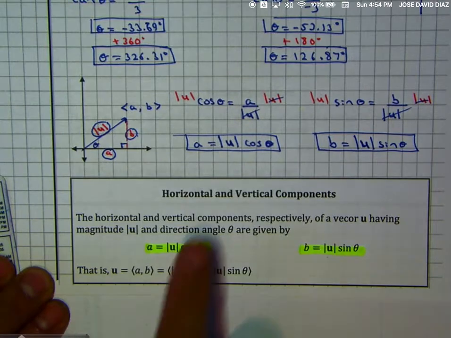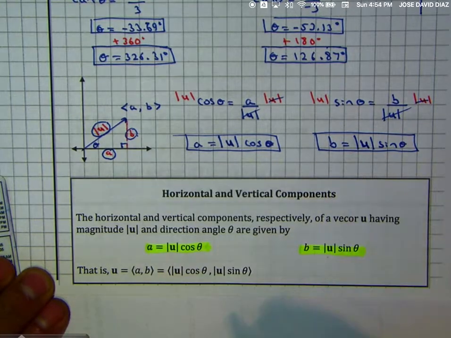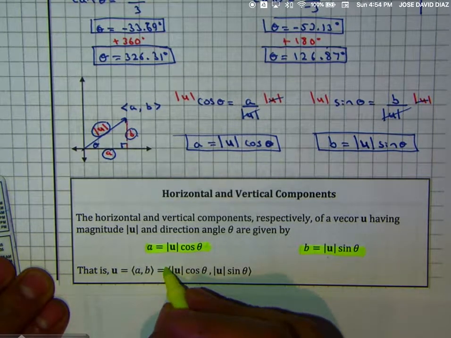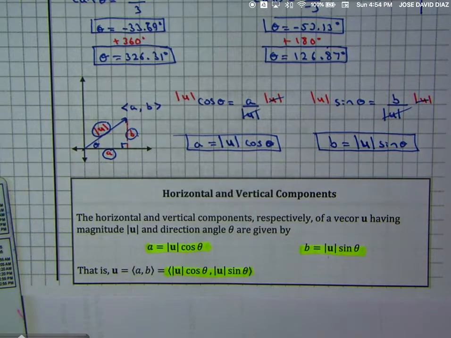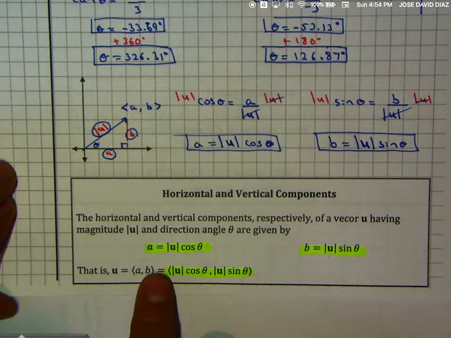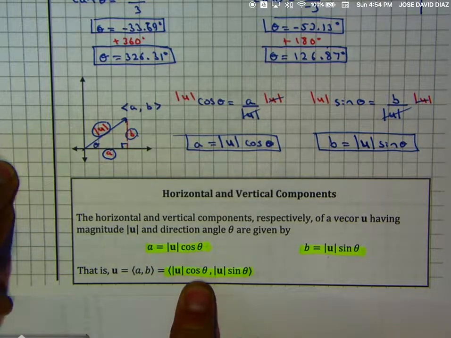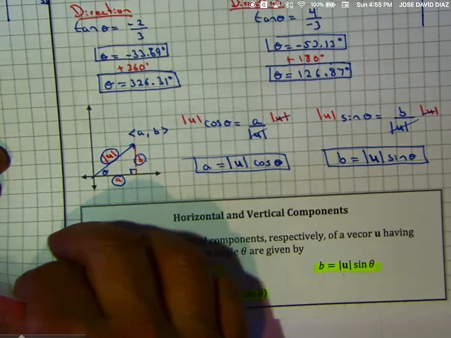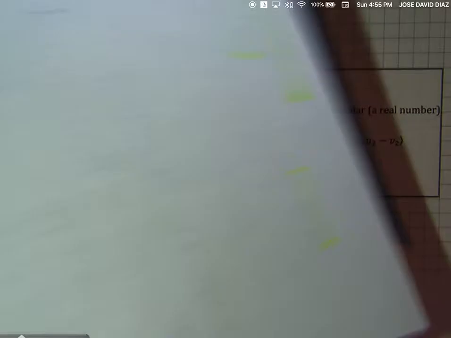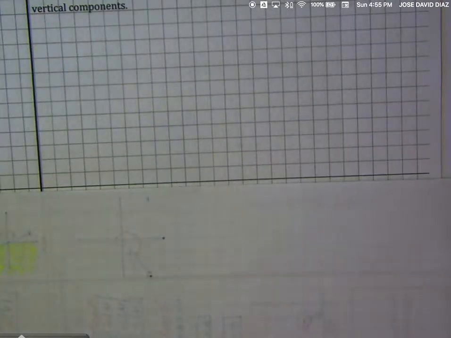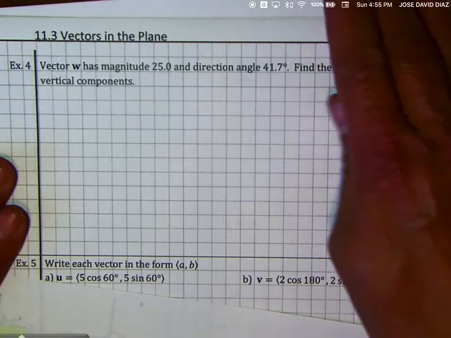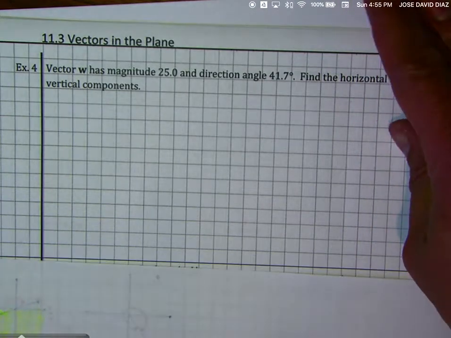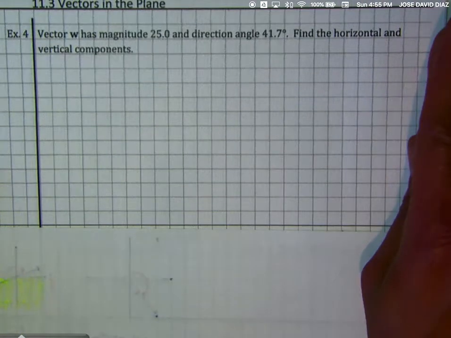And therefore, since this is your A and that's your B, we can rewrite the components in this form. The component vector can be written down in this form since that's A and that's B. Example number 4. Go and take the time to copy it down, and then we'll start once you're ready.